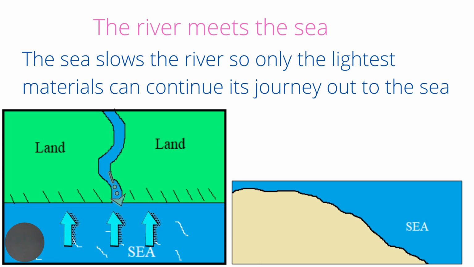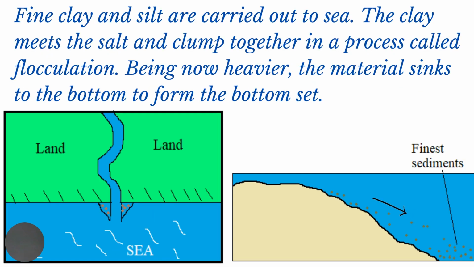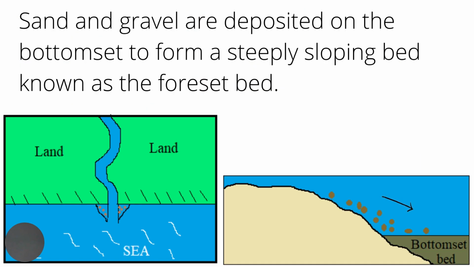So only the finest materials will be carried out to sea. These include fine silts and clay. Now, the clays will form an association with the salt in the water in a process called flocculation. And so the materials will become heavier and will fall to the seafloor. This will result in the formation of a layer of material called the bottom set bed.